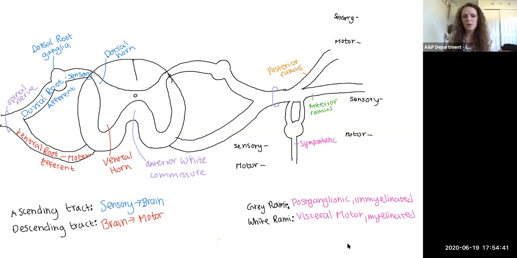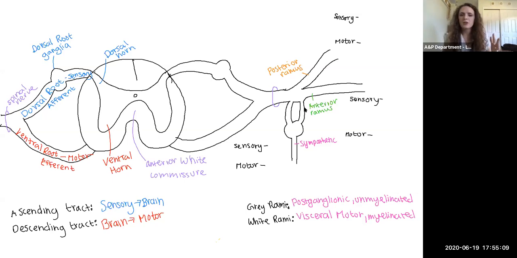Okay, these are just what I want you to know about the rami. You don't need to know which one is which. They just feed into the sympathetic nerve, and one is unmyelinated while the other is myelinated, and the white is a visceral motor neuron. Okay, so that's your rami on your sympathetic right here. It says it in your book somewhere, on page 76 if your pages are still the same as mine.